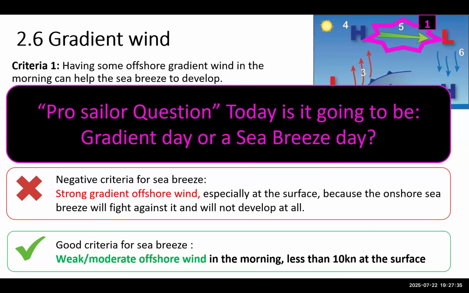And here on the screen, I'm putting a question that a professional sailor asked during a weather briefing before a race. The question they ask is: today, is it going to be a gradient day or a sea breeze day? By gradient day, it means a strong gradient taking over, or a sea breeze day. So you need to answer one or the other. But as I explained today, sometimes it's a little bit finer in details, meaning if you have a bit of a gradient in the morning, it will help make a good sea breeze in the afternoon.